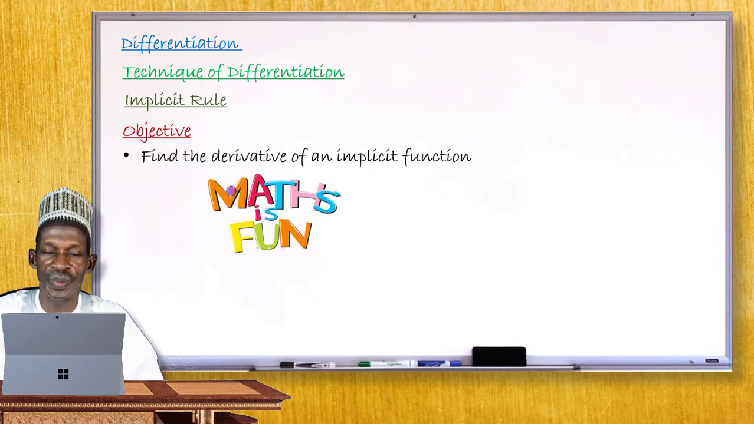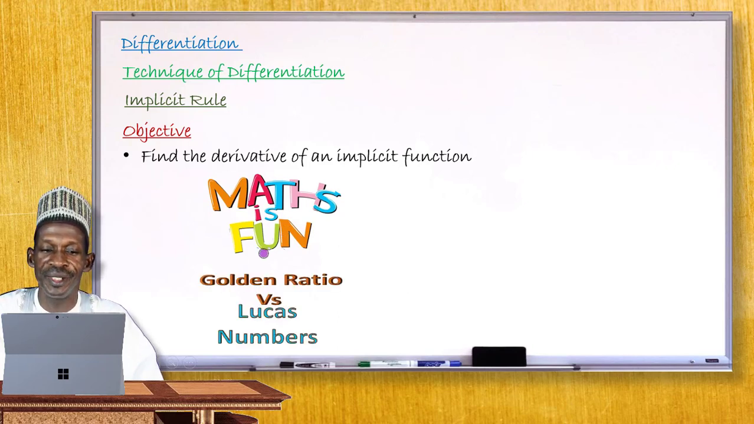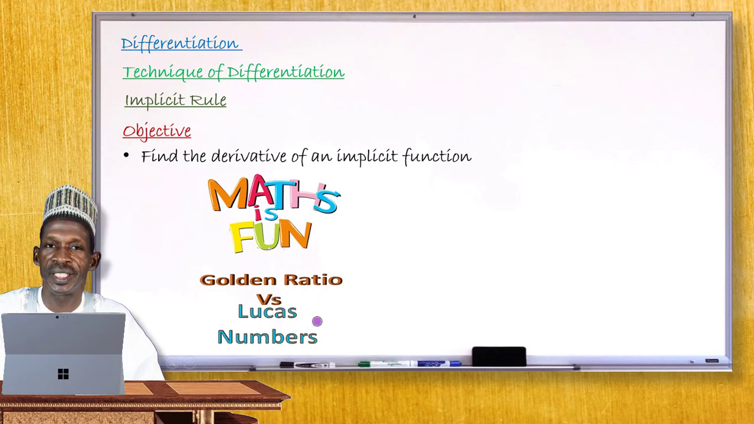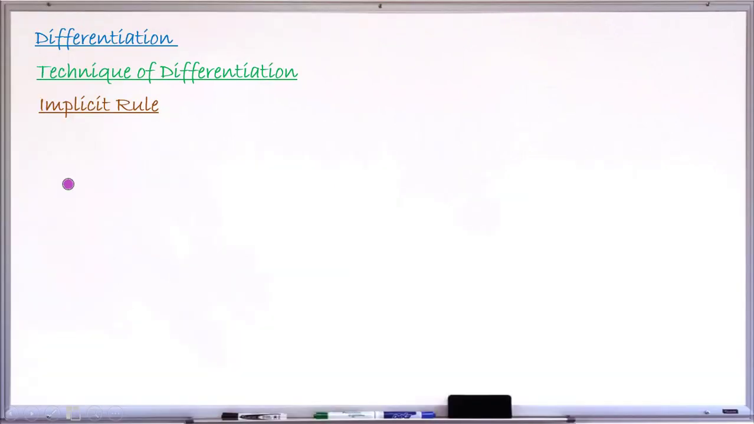So as usual, in your favorite segment of the lesson, that is Mercy's Fun, today I'm happy to introduce the relationship between the golden ratio and the Lucas numbers, that is the Lucas sequence. In fact, it's one of the properties of the Lucas sequence, how it relates to the golden ratio. I will explain this concept after completing my lesson today, so don't go away.